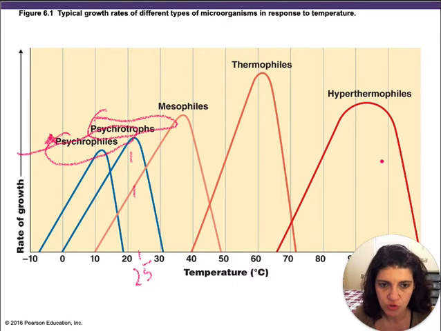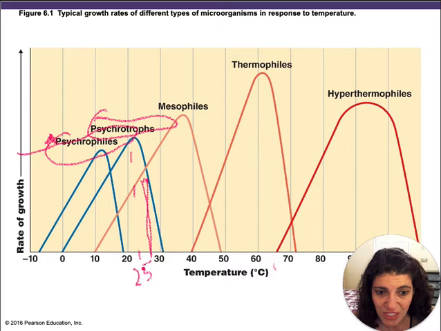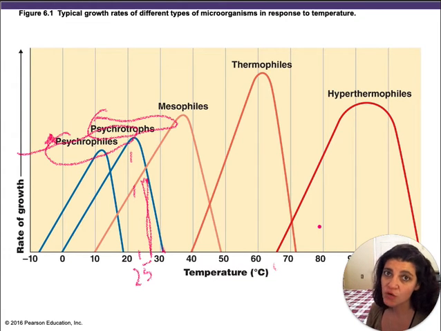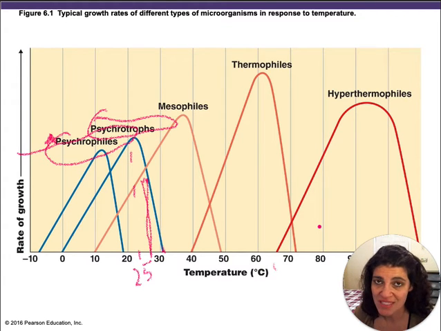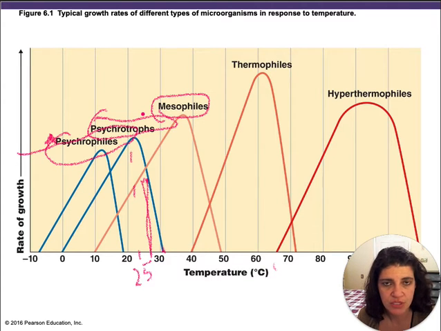But look at the psychrotrophs. Do you see how they still do okay at a little higher temperatures? So they still do okay at 30 degrees. So they could find a way to succeed and survive inside our body, okay? Mesophiles are usually the ones that can cause disease in humans. But like I said, there are psychrotrophs that can still find a way to survive at 37 degrees, even though it's not their optimal temperature.